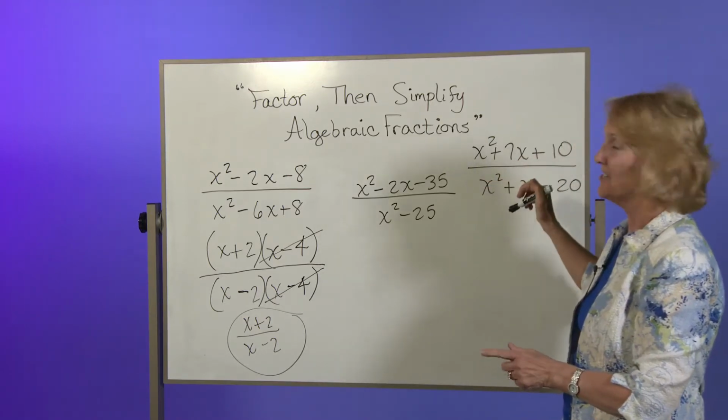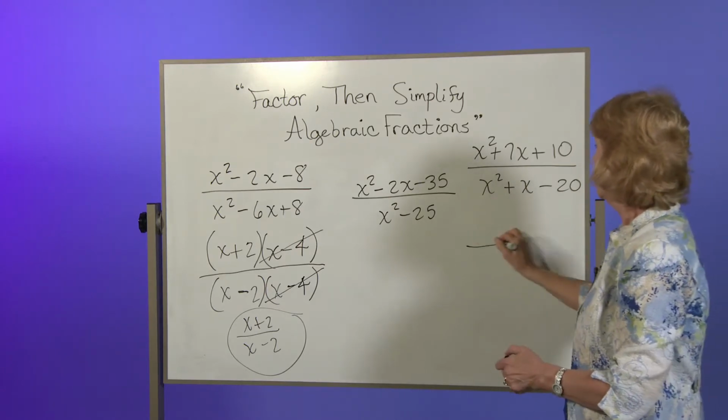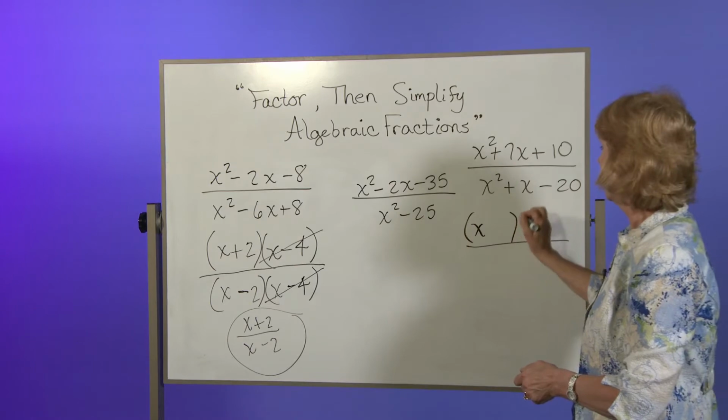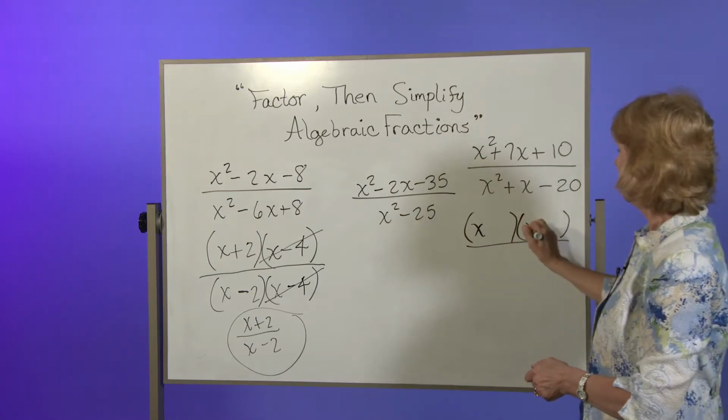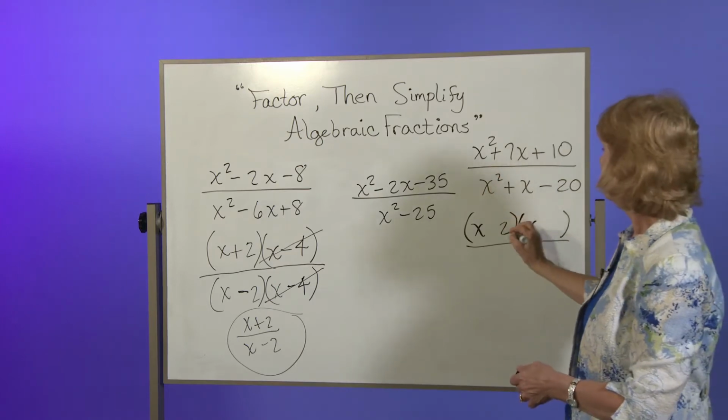Okay, our next one has x squared plus 7x plus 10. Both of those are addition, that's nice. x squared plus x minus 20. So on top, you want factors of x squared, factors of 10 that give you 7. Well, that'd be 2 and 5.